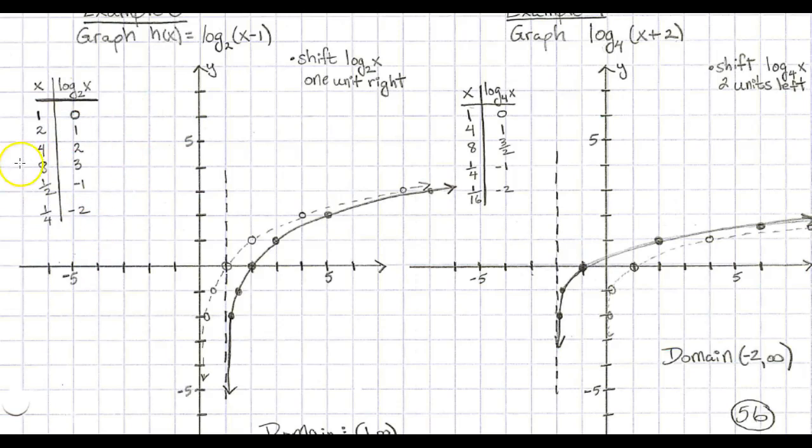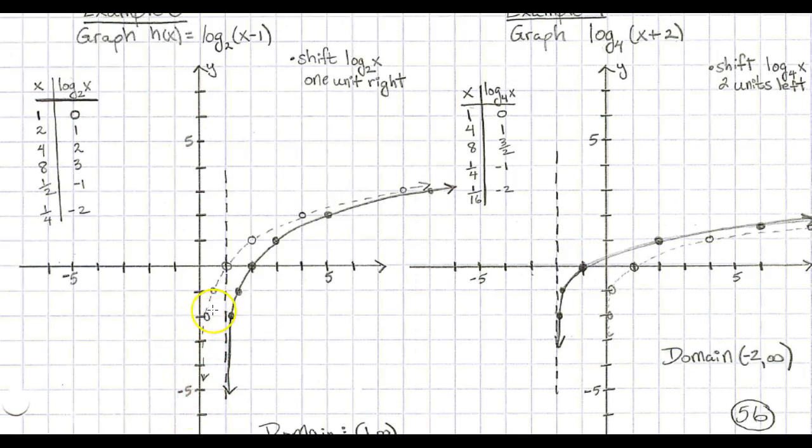So I can plot those values. This is (x, y), right? So the point (1, 0) is always on log base b of x. The point (2, 1) is on log base 2 of x. The point (4, 2) is on log base 2 of x. The point (8, 3) is on log base 2 of x. The point (1/2, minus 1) is on log base 2 of x. The point (1/4, minus 2) is on log base 2 of x.